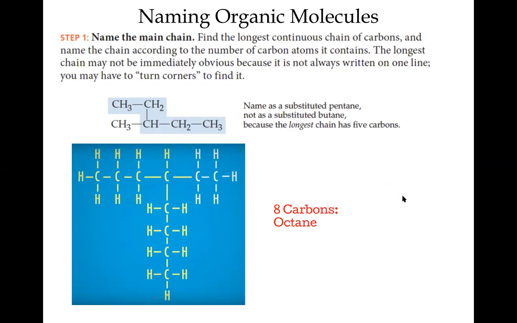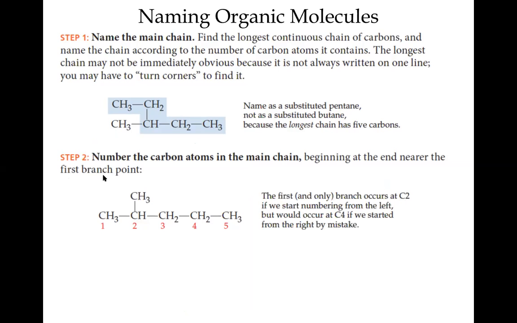Okay. So, going back to our pentane, we have to number the carbons beginning at the end that is closest to the first branch point. In this case, the longest chain is 1, 2, 3, 4, 5. I'm not sure if you can see my cursor. So 1, 2, 3, 4, 5, right? Or it could be this too. 1, 2, 3, 4, 5.